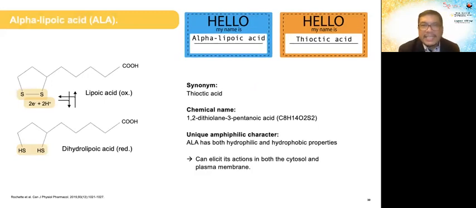Alpha lipoic acid is also known as thioctic acid. As you can see in the illustration on the left, that is lipoic acid or thioctic acid. The IUPAC chemical name is 1,2-dithiolane-3-pentanoic acid. You see there's an 8-carbon fatty acid, basically a fatty acid that contains a thiol or sulfur-containing moiety. It has a unique amphiphilic character, meaning it has both hydrophilic and hydrophobic properties and can elicit its action in both the cytosol and plasma membrane. So that's your alpha lipoic acid or thioctic acid.